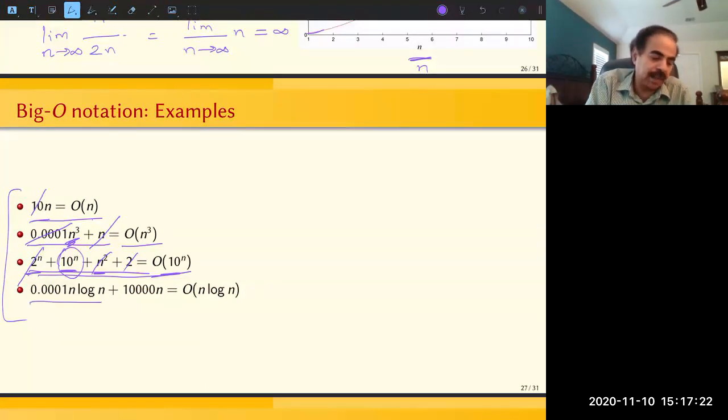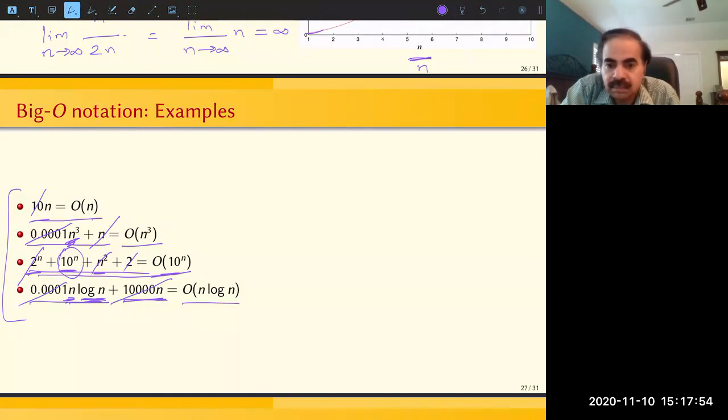When you compare terms like this, one is n times log n, and the other one is n. Clearly n times log n is n multiplied by some increasing function of n. Log n, although it grows relatively slowly compared to n, is still an increasing function. So n multiplied by log n will grow faster than just n. And so once again, we can eliminate the constant factor, and we can say order of n log n.